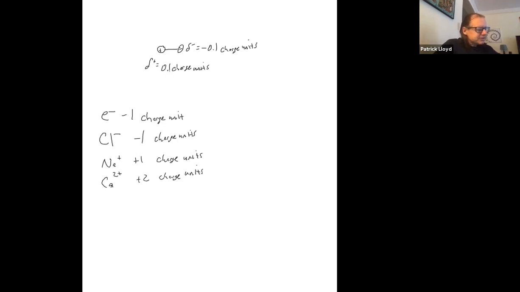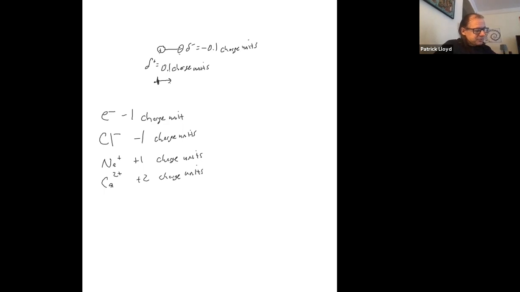So here's what you do. If you have a small charge, you just draw a short arrow, right? So notice the arrow is pointing in the direction of the negative, away from the positive. The tail of the arrow, of the vector, is in line with the positive charge.